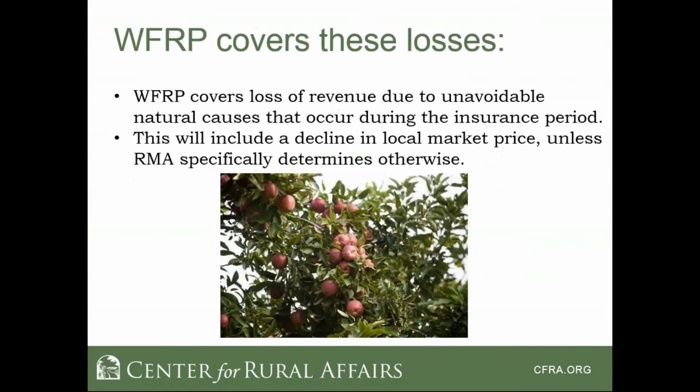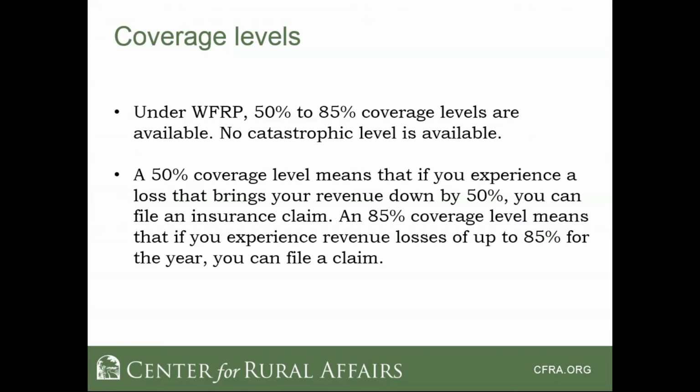So another important thing when you're learning about a crop insurance policy is what losses are covered. Whole farm covers loss of revenue due to unavoidable natural causes that occur during the insurance period. So this includes a decline in local market price unless RMA specifically decides otherwise. We'll talk a little bit about filing loss claims in a minute.